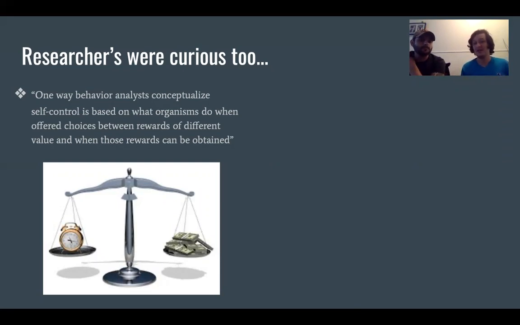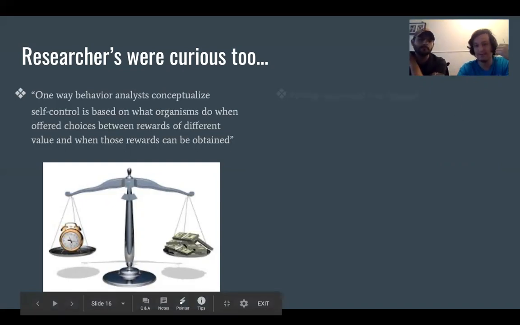It's too much work. So here I have my smaller, sooner reward. I get to chill, do whatever I want to do, or my longer delayed reward, which is going to be my better health benefits and probably looking a lot stronger, right? So that's how behavior analysts started to conceptualize this. So what do organisms do when offered a choice between rewards of different value and depending on when you get this reward?